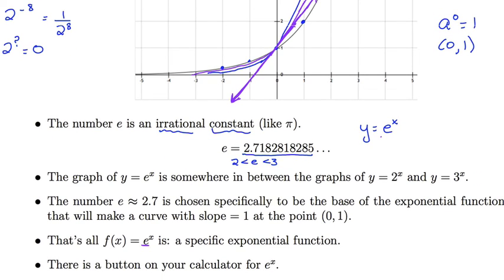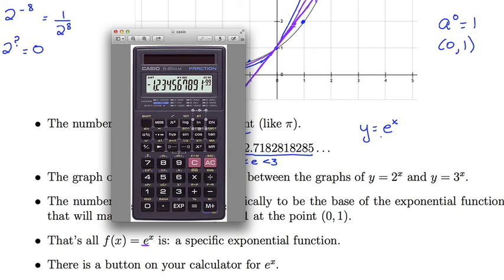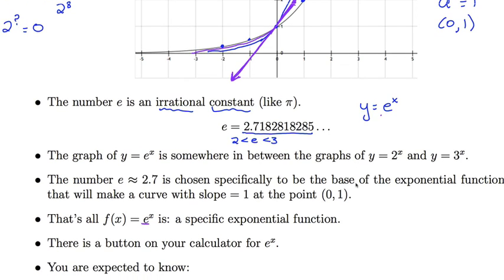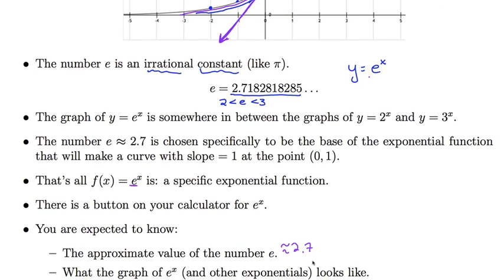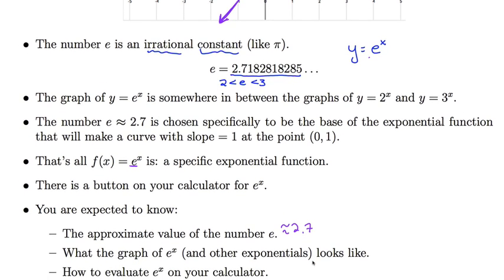There's a button on your calculator for e to the x. Here it is right here. On this calculator, you'd have to press Shift and then the ln button to get e to the x. And so you can use that to calculate the decimal approximation of things like e to the 5. You are expected to know the approximate value of the number e, so 2.7, what the graph of e to the x, and indeed all other exponentials, looks like, and how to evaluate e to the x on your calculator.